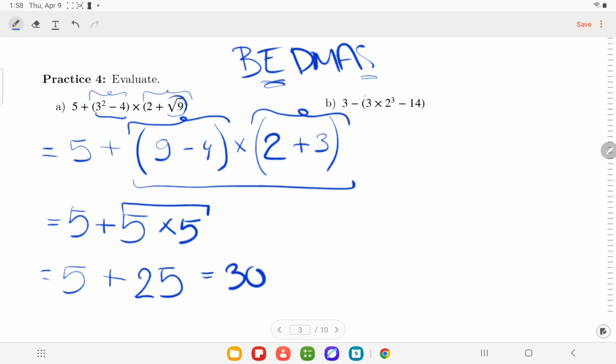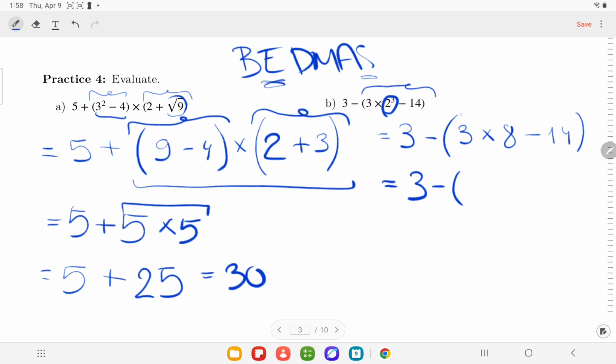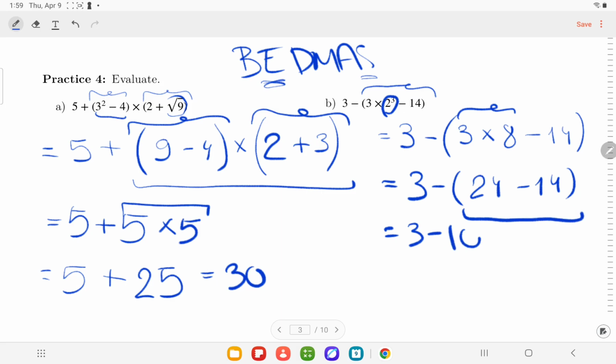For b, it's the same idea. We have to solve this bracket first. And the first thing we have to solve in the bracket is the exponent. So 2 to the power of 3 is 8. And then if you look inside the bracket, we have multiplication going on here. So that's the next thing we have to solve. So 3 times 8 is 24. And then only now can we look at the subtraction inside the bracket. And we see that 24 minus 14 is 10. And 3 minus 10 is negative 7.